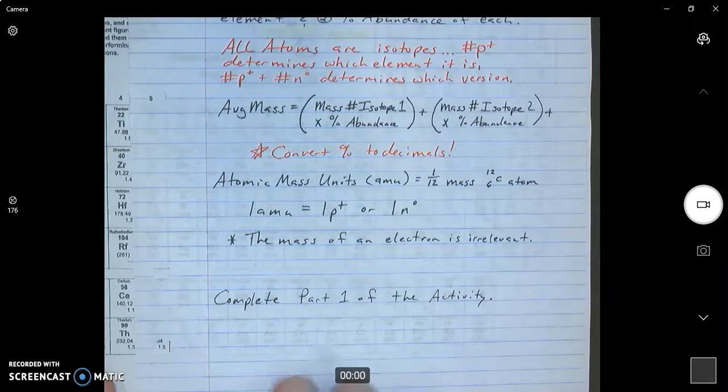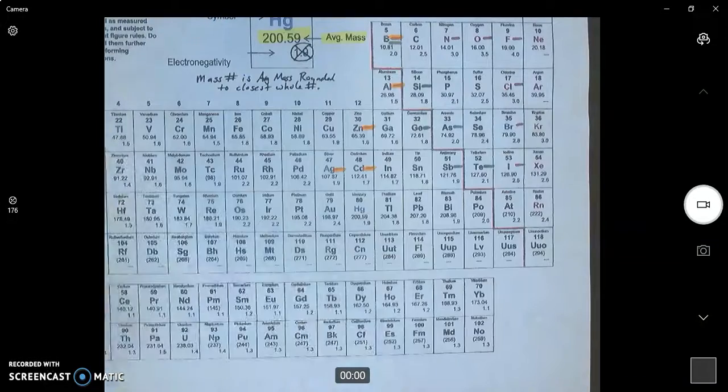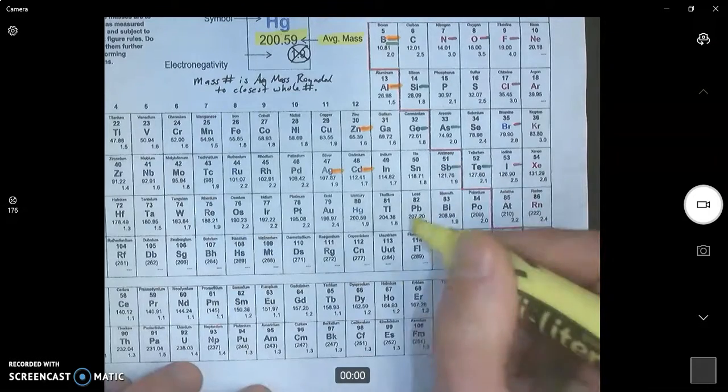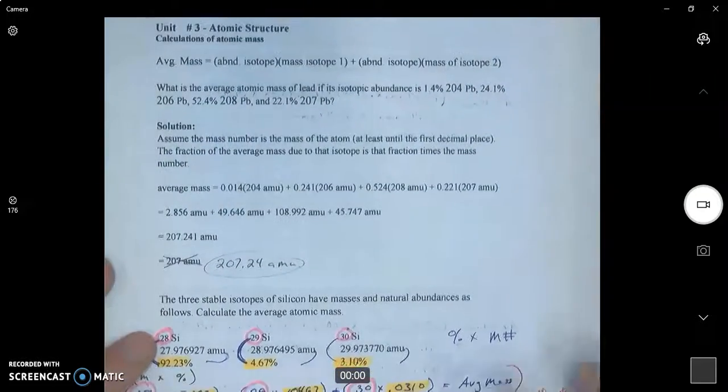So here's what we're going to do now. We're going to go through a practice calculation for lead, and we're going to use this equation and apply it to the lead element, and then we're going to come back and compare that to our lead number on the periodic table, which is 207.20. So here is our sample problem.